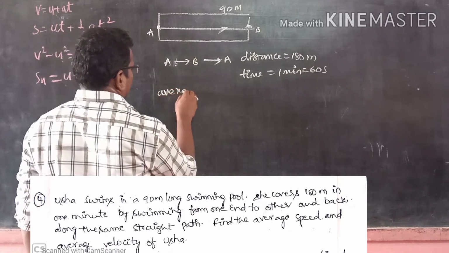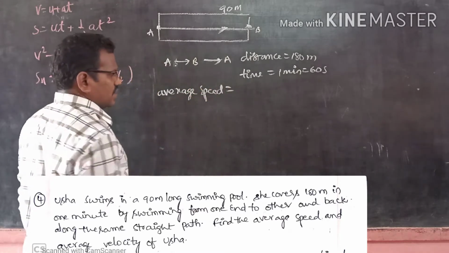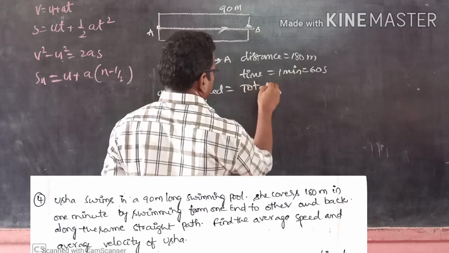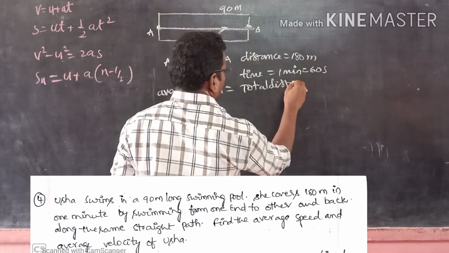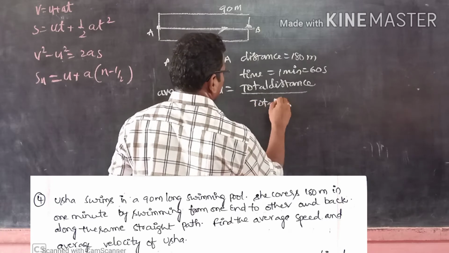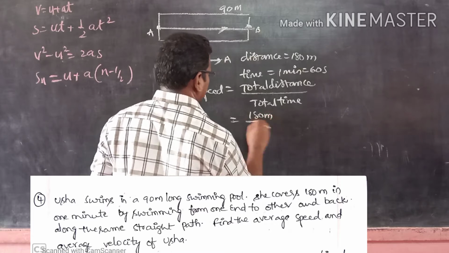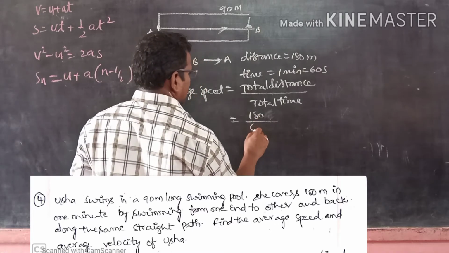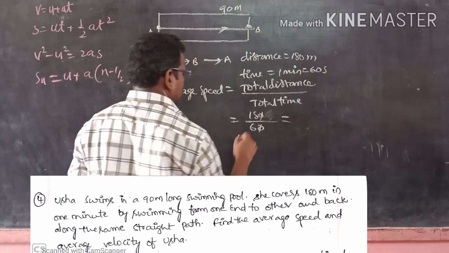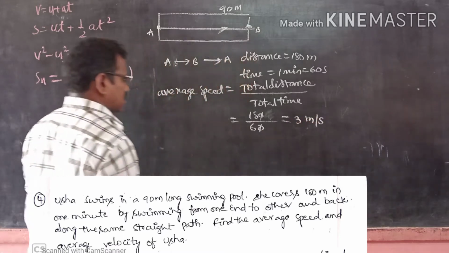First, we are going to find out the average speed. What is the average speed formula? Total distance by total time. What is the total distance here? 180 meters. What is the total time? 60. The zeros will get cancelled. We can get 3 meter per second.